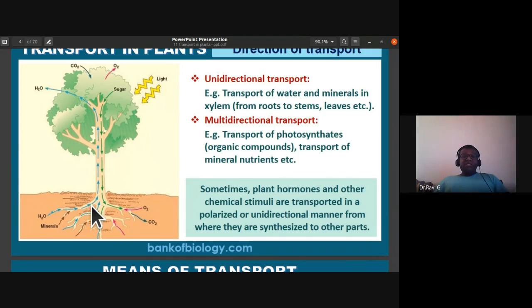So wherever they are secreted, they are taken to the target organs in a unidirectional manner from where they are synthesized to other parts. So the plant hormones and other chemical stimuli are transported in a polarized or unidirectional manner from where they are synthesized to their target organs. So you just remember the transport of plant hormones or phytohormones.